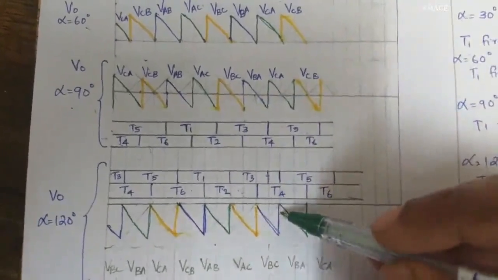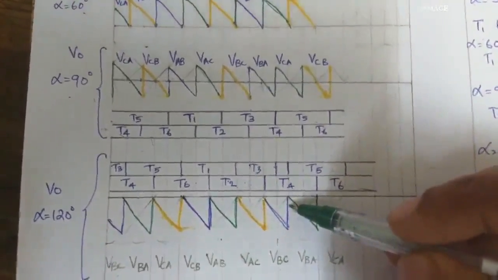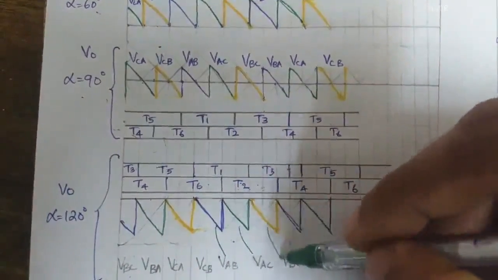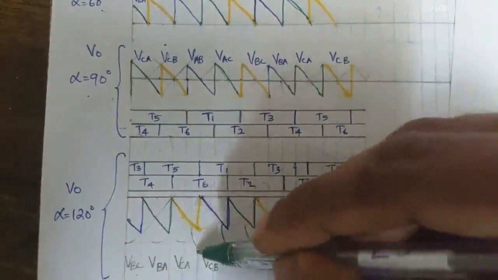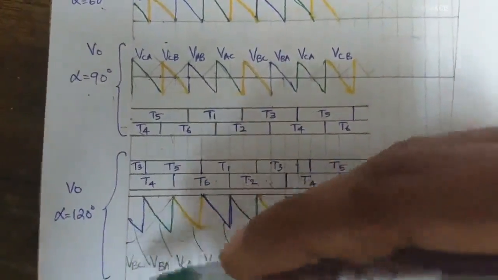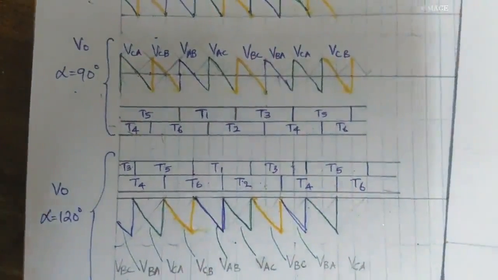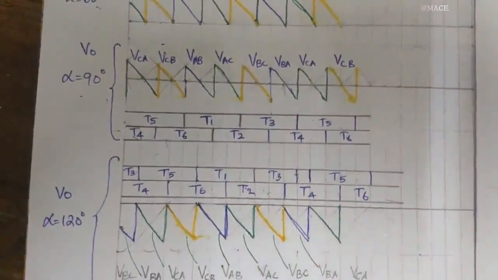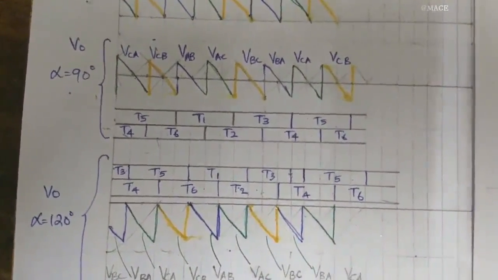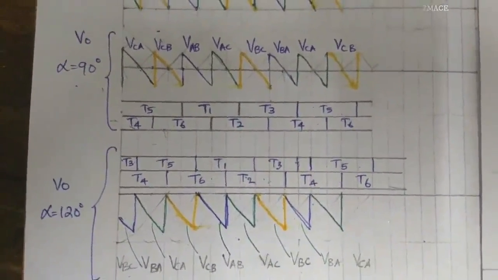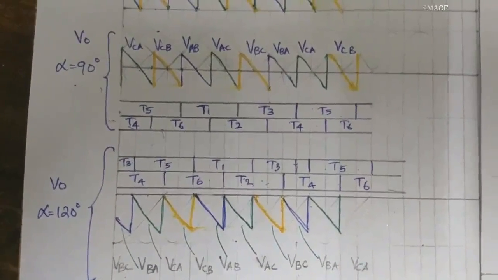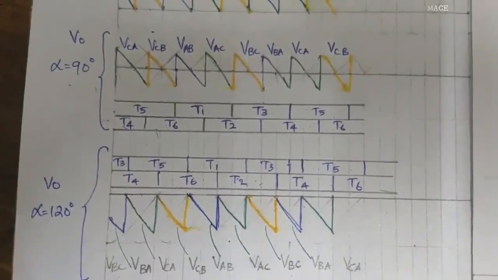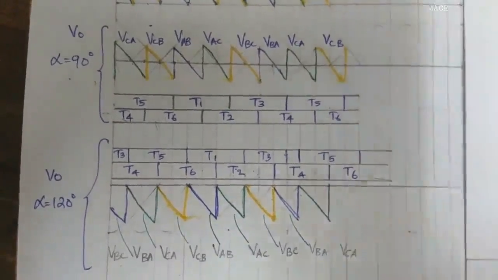Now this is the output voltage for alpha equal to 120 degrees. So this is corresponding to VAB, VAC, VBC, VBA, like that. Now in all these cases, one thing we need to remember is that the load current I0 we have assumed as a constant value. And if you are asked to plot the I0, you can draw the load current in such a fashion that it is a constant value.